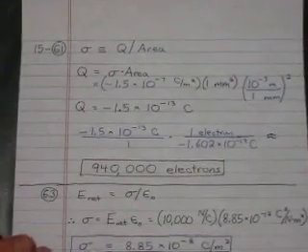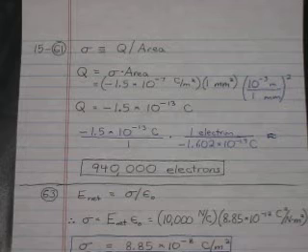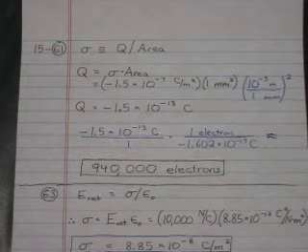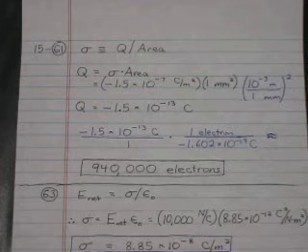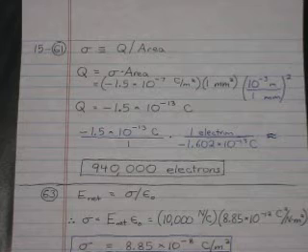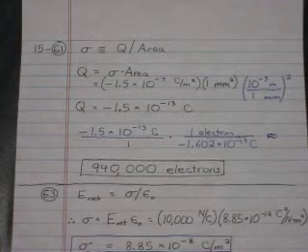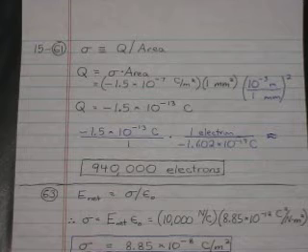Number 61. A charged plane has a uniform surface charge density of negative 1.5 times 10 to the negative 7 coulombs per meter squared. How many electrons will be on the surface in a square that's 1 millimeter on a side?